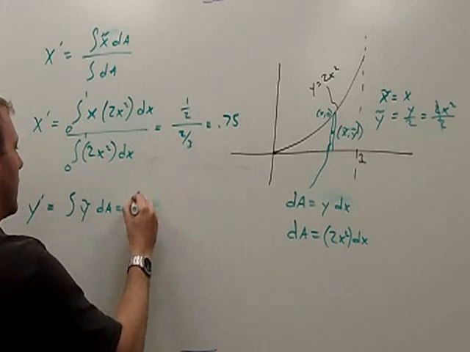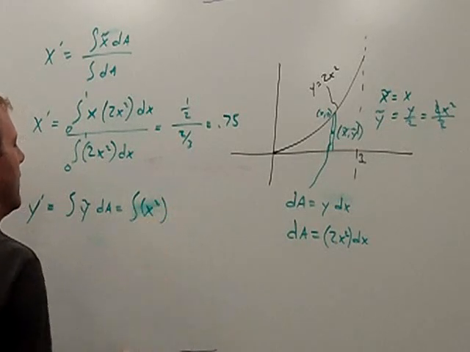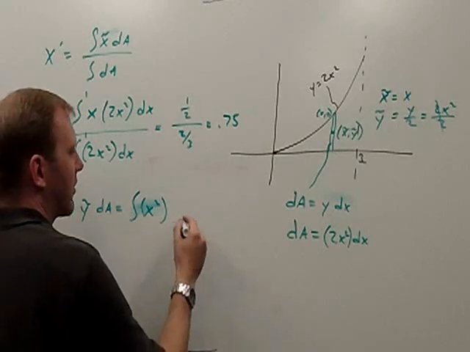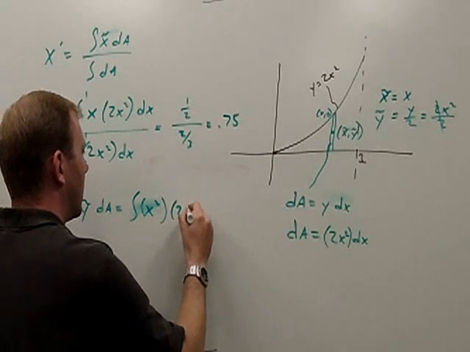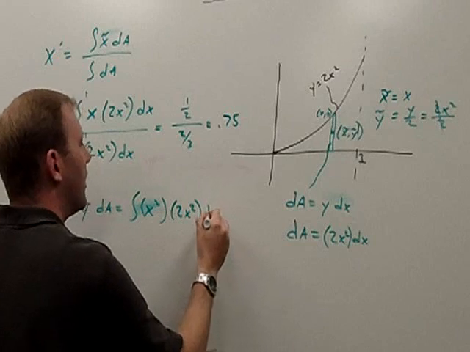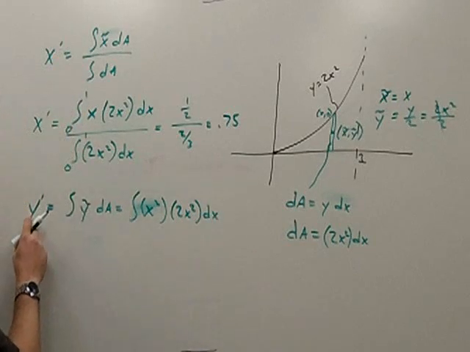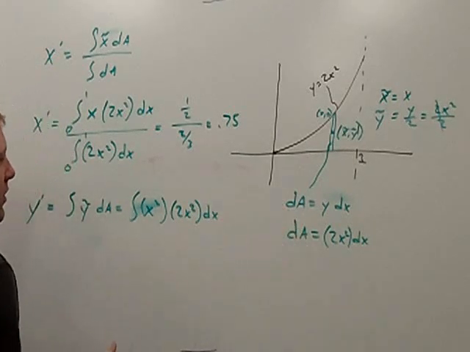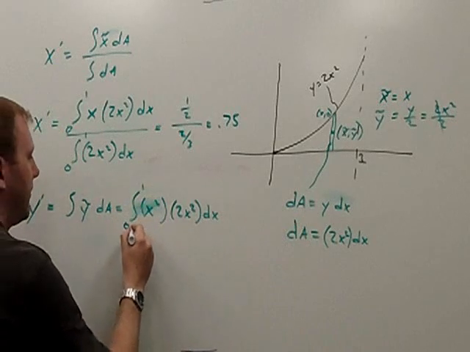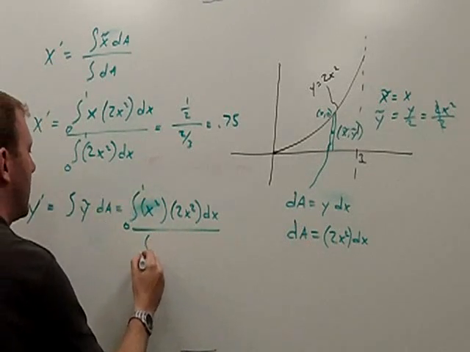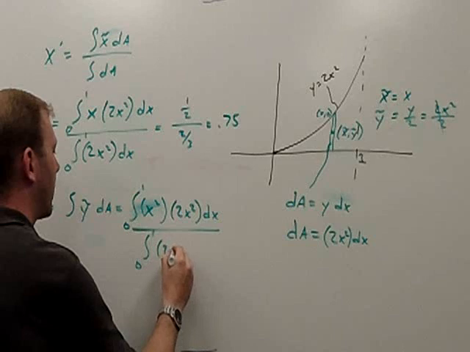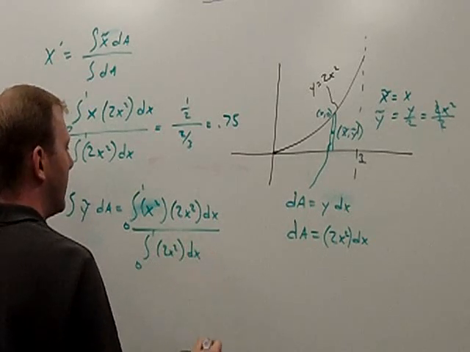Integral of x squared times dA is 2x squared dx. And again, we're integrating over x. Doesn't matter that we're solving for our y centroid. We're integrating over x, so we go from 0 to 1. Denominator is the same, 0 to 1, 2x squared dx.